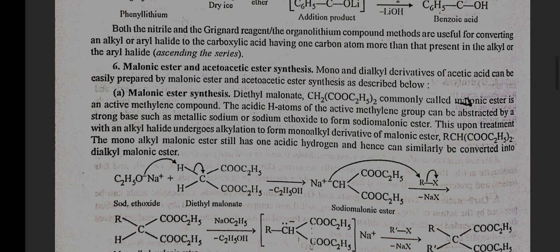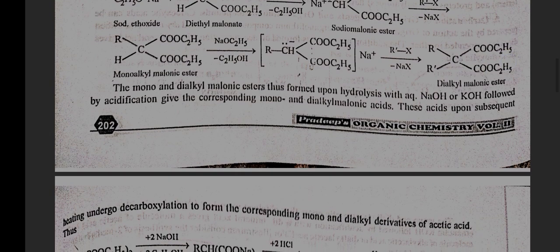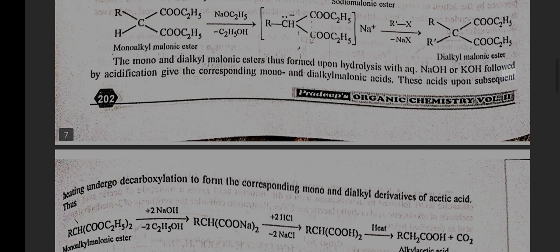This, upon treatment with an alkyl halide, undergoes alkylation to form monoalkyl derivatives of malonic ester. The monoalkyl malonic ester still has one acidic hydrogen and hence can similarly be converted into dialkyl malonic ester. The mono and dialkyl malonic esters thus formed, upon hydrolysis with aqueous NaOH or KOH followed by acidification, give the corresponding mono and dialkyl malonic acids.